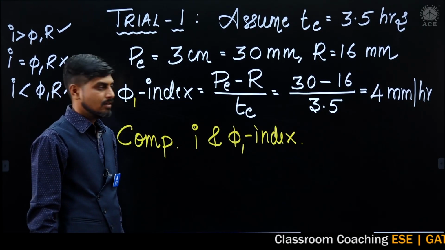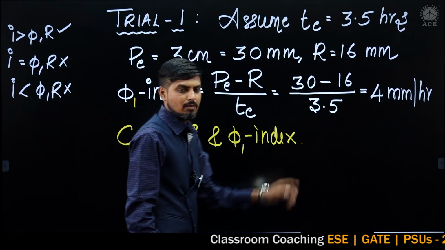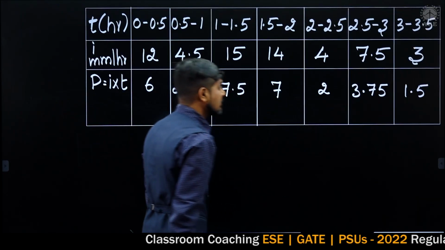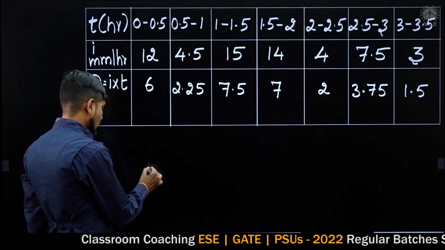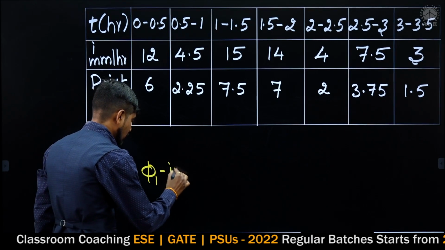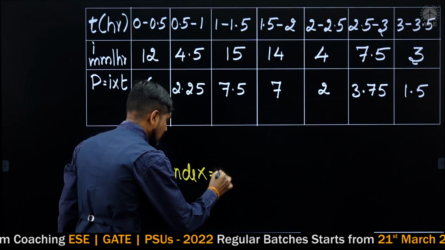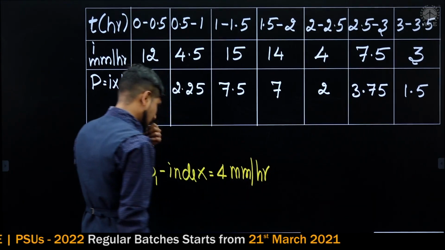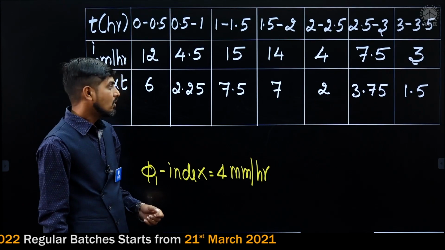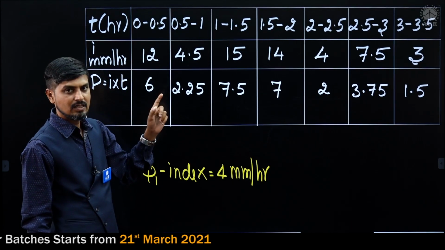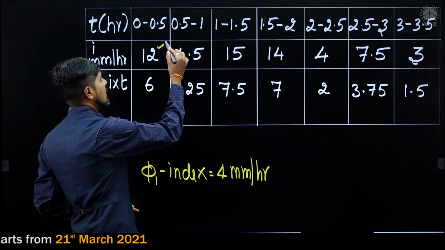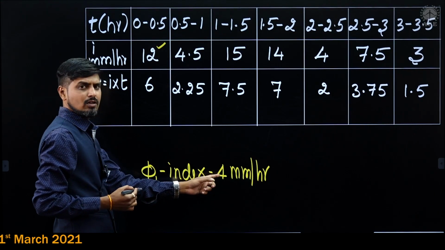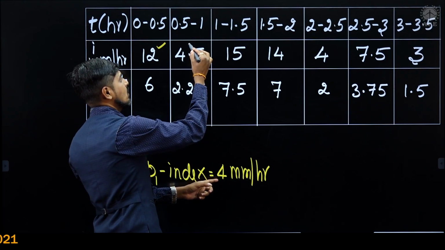Now let us compare. So what is the phi index here? 4 mm per hour. So the phi index is 4 mm per hour. So let us check here now. You can see you have to compare with intensities. So 12 is greater than 4, fine, there will be runoff.